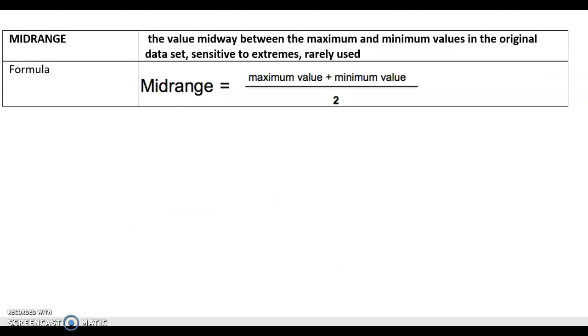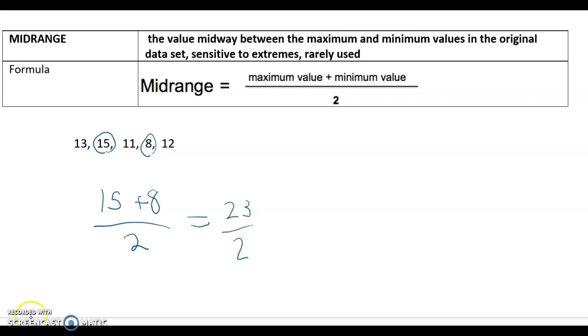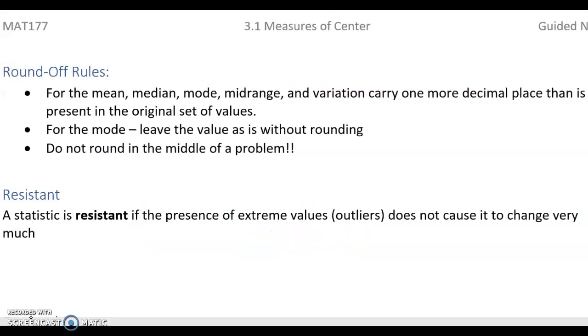Our final measure of center is the mid-range, the value midway between the maximum and minimum values in the original data set. It's sensitive to extremes and it's rarely used. The mid-range equals the maximum plus the minimum value divided by 2. For our data, 13, 15, 11, 8, and 12, our maximum value is 15. Our minimum value is 8. So we're going to do 8 plus 15 divided by 2. We'll get 23 over 2, or a mid-range of 11.5.